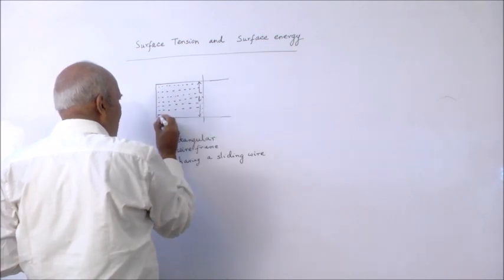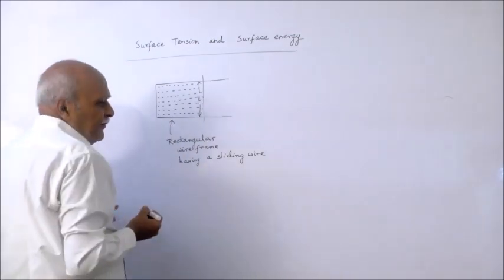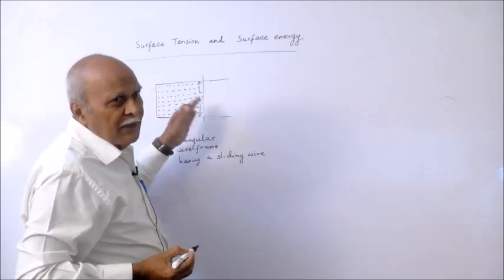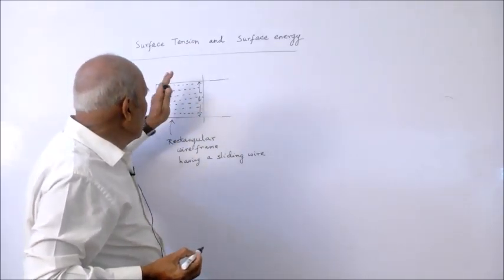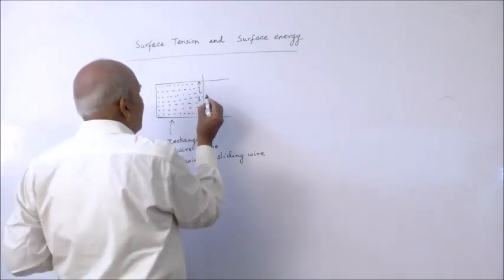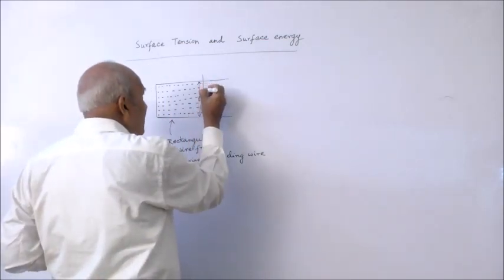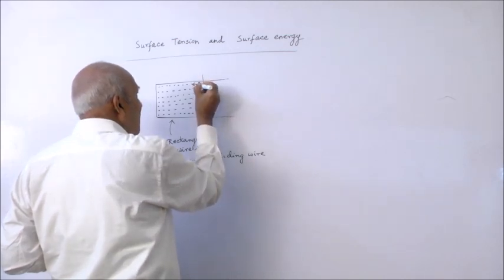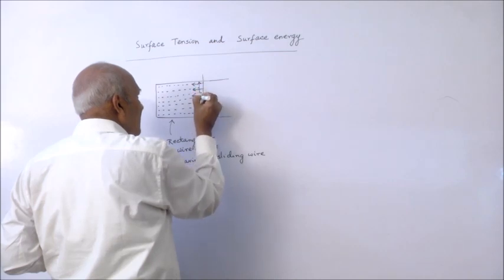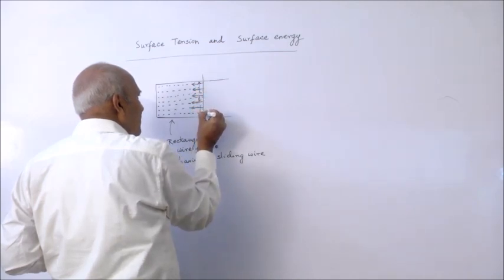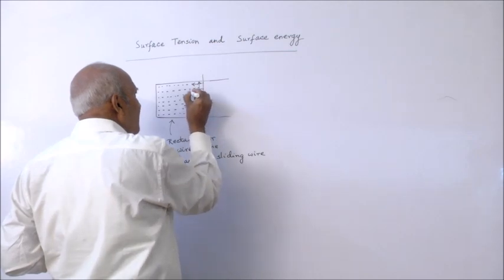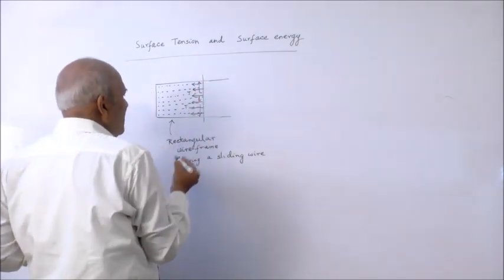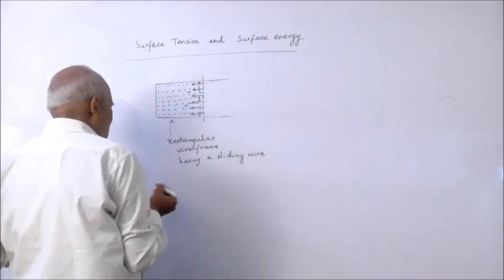Film means a thin shape, a liquid surface. In some books they consider two sides of the film. For simplicity, let us consider only one side of the film, and each point of the sliding wire is now dragged by the liquid, because the liquid always tries to make the surface area minimum. So, this entire length of the sliding wire is now dragged towards the liquid.